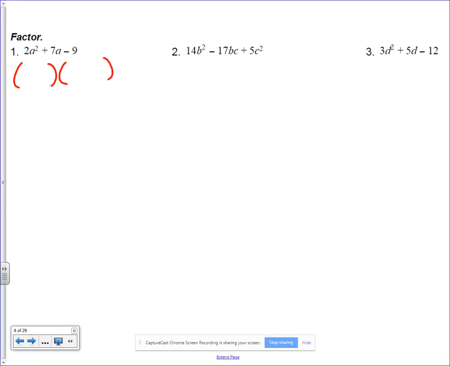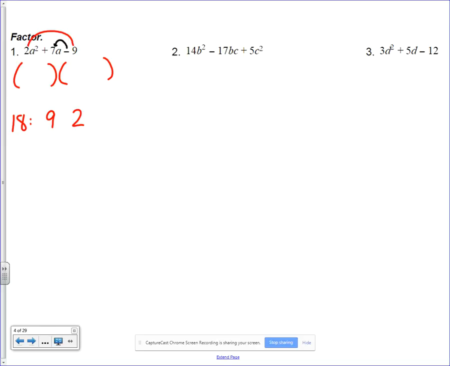Okay, don't put anything in there yet. Now, does this thing start with a 1? No. So you need to multiply the first and the last term together. So what is 2 times 9? It is 18. You need to tell me factors of 18 that will subtract to 7. Does everybody see that? Factors of 18 that will subtract to 7. 9 times 2, I'm hearing.